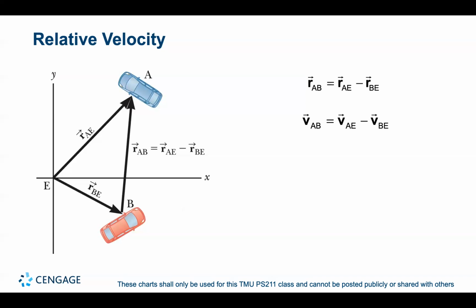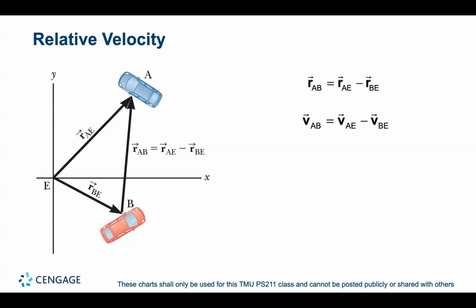For this notation, the first letter tells us what the vector is pointing at, and the second letter tells us where the position vector starts. So the position vectors of car A and car B relative to E are R sub AE and R sub BE, and those are given in the figure.